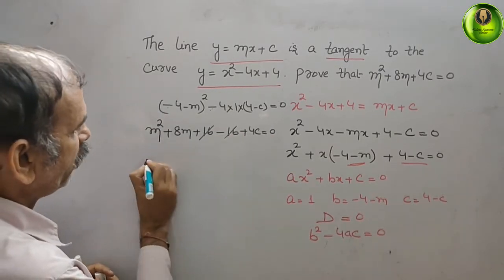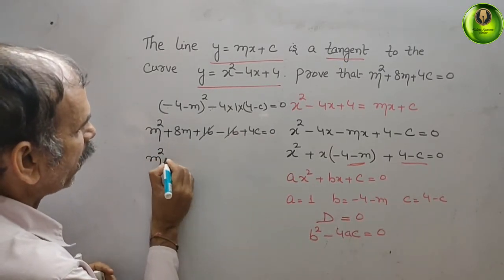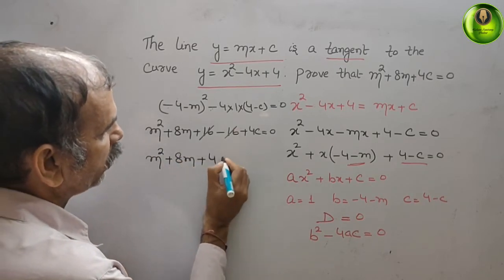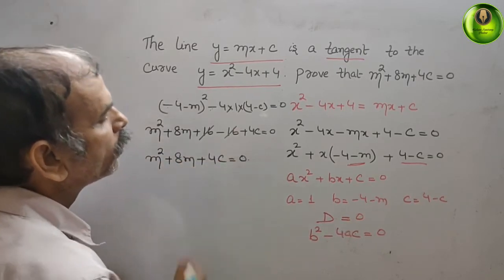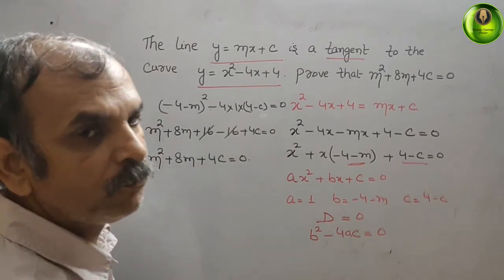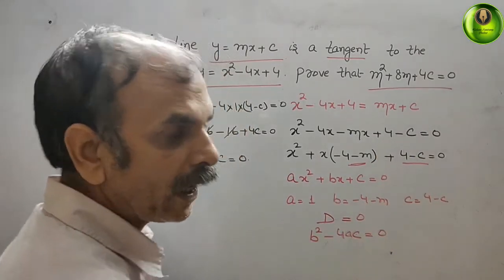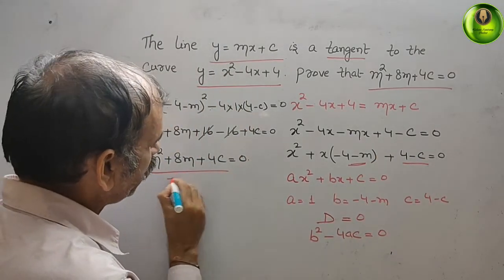Therefore, the equation will be m square plus 8m plus 4c, that gives you 0. Now, you can see what they have told you to prove, and here, we have already proved that.